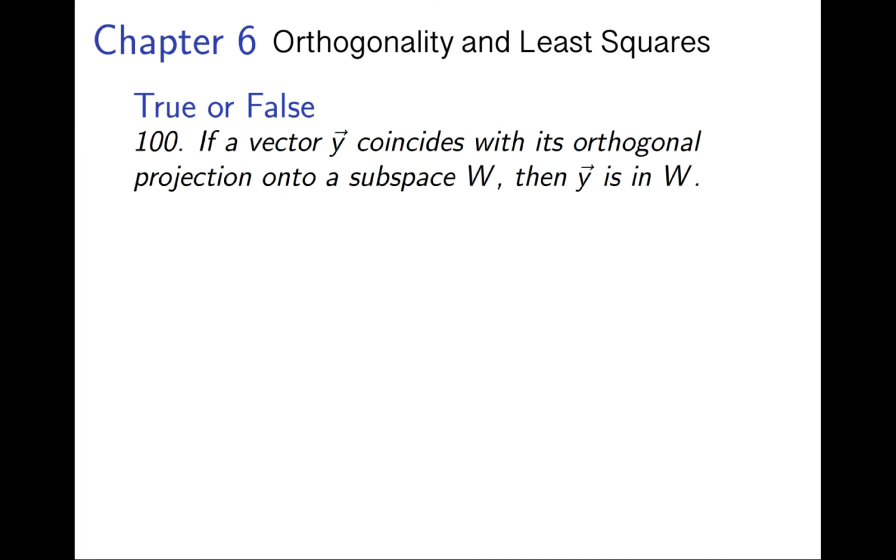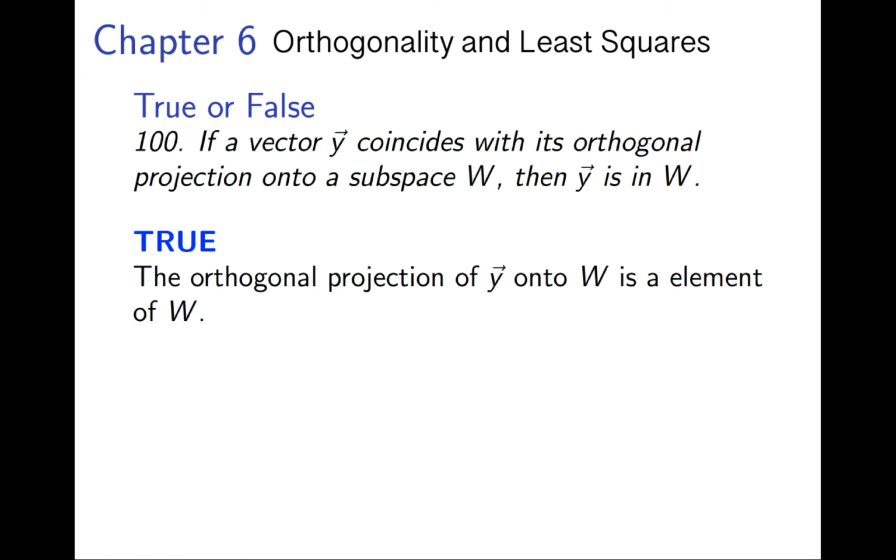Number 100, the big 100. If a vector y coincides with its orthogonal projection onto a subspace W, then y is in W. And this is true. And the reason is the orthogonal projection of y onto W is an element of W. So if y is equal to an element of W, it's obviously an element of W.